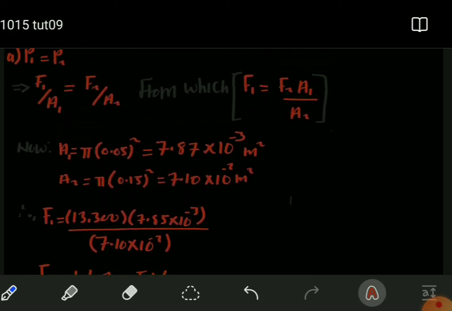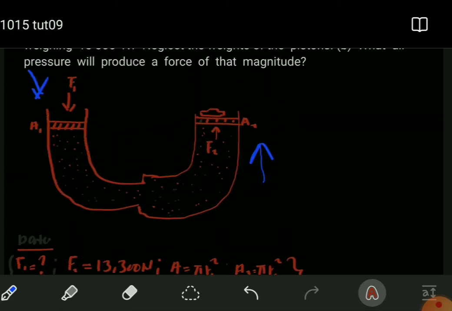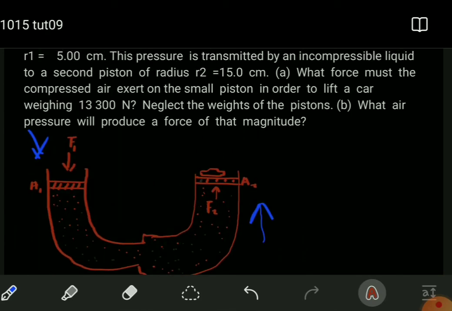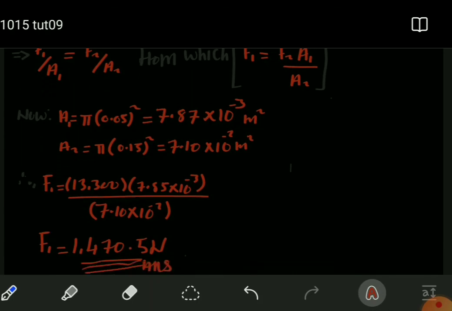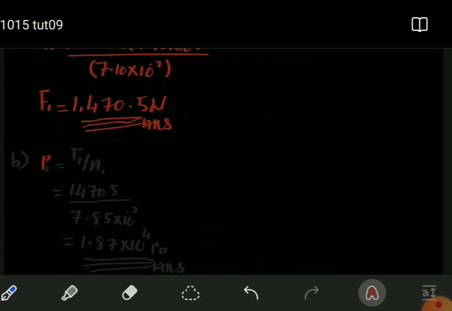Then the question further asks what air pressure will produce a force of that magnitude. In other words, what pressure will be applied on the smaller cylinder? Since F1 has been found, now we need to find P1. So what is the value of P1 that will be exerted as a result of the force that we just found? Again we go back to the expression for pressure: pressure is the force divided by the area.